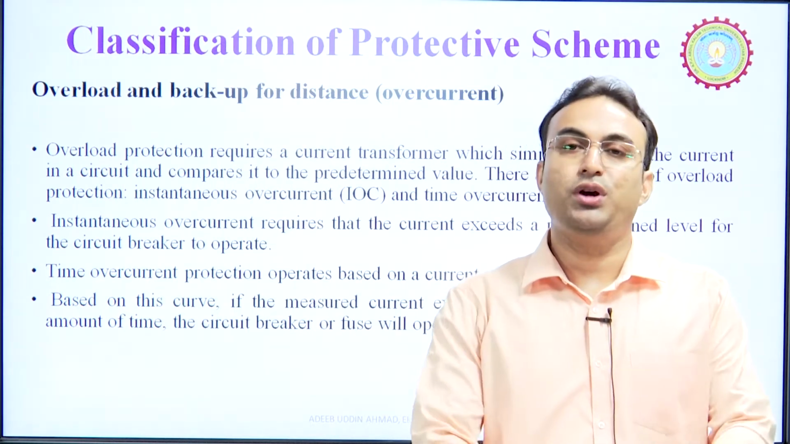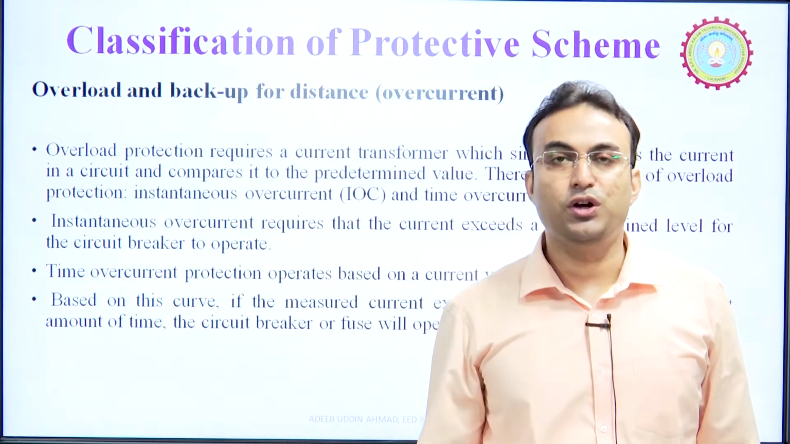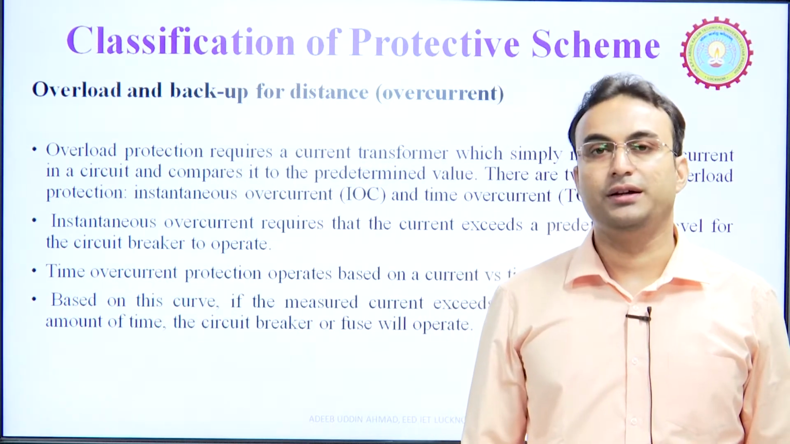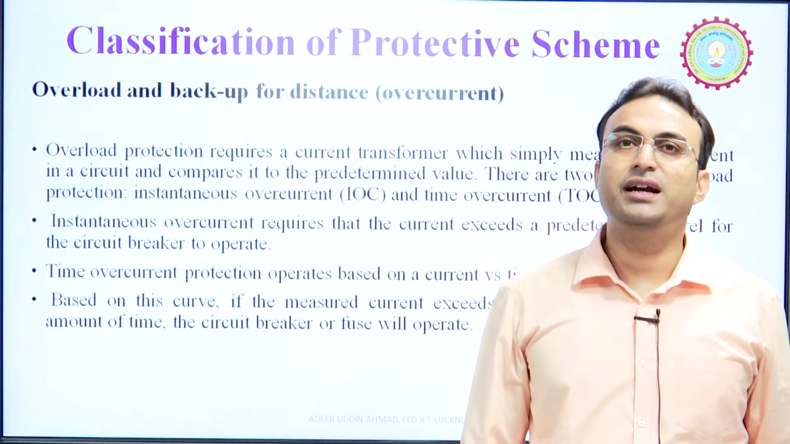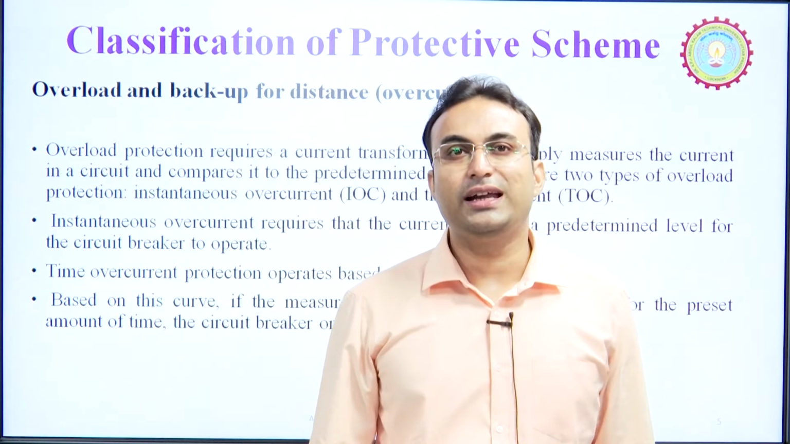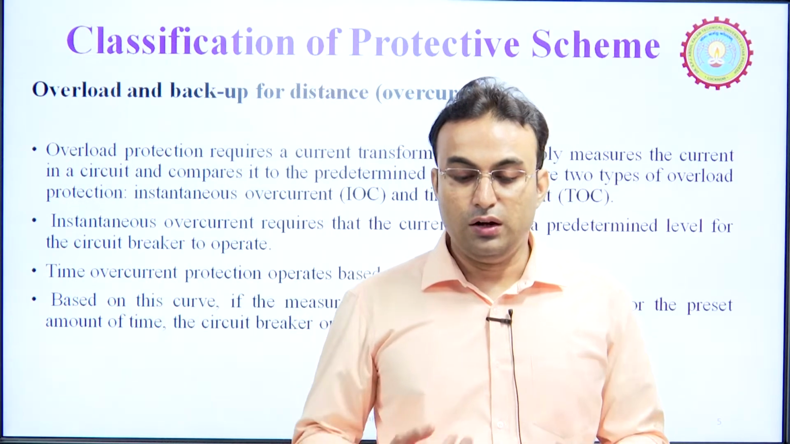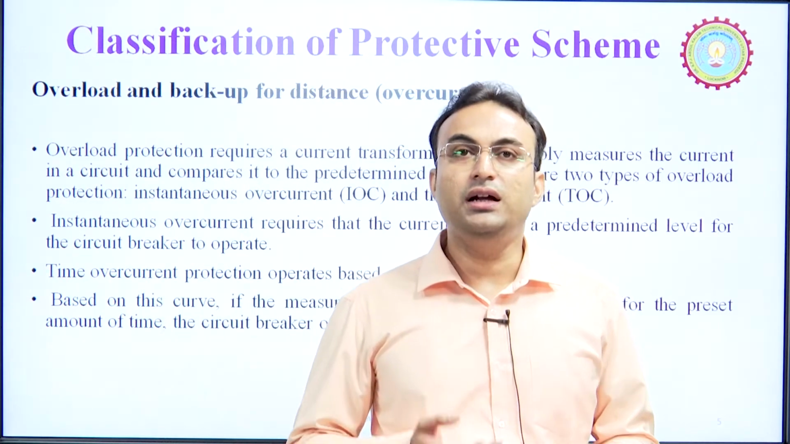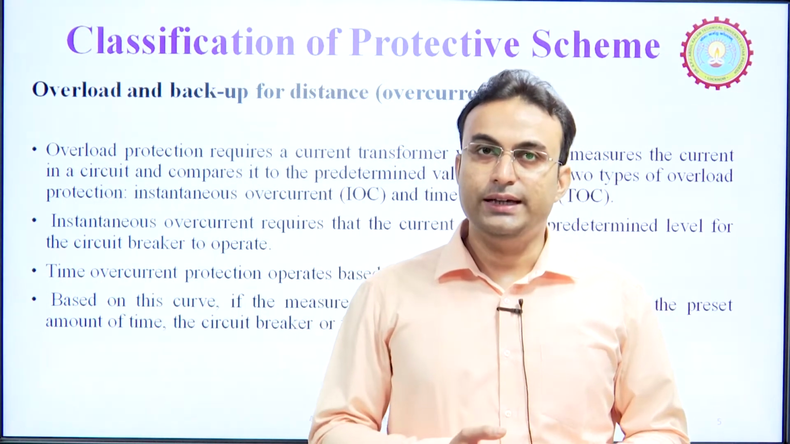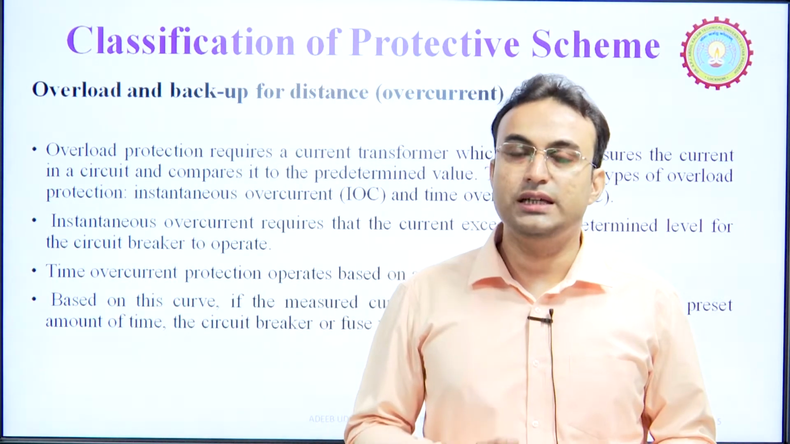We also have different types of protection schemes in different types of protections. In general, we have these types of protection schemes. First, we will discuss overload and backup protection for distance and overcurrent relays. Overload protection requires a current transformer which measures the current in a circuit and compares it to a predetermined value. So, we compare two quantities: one is coming from the CT and the other is a fixed value.